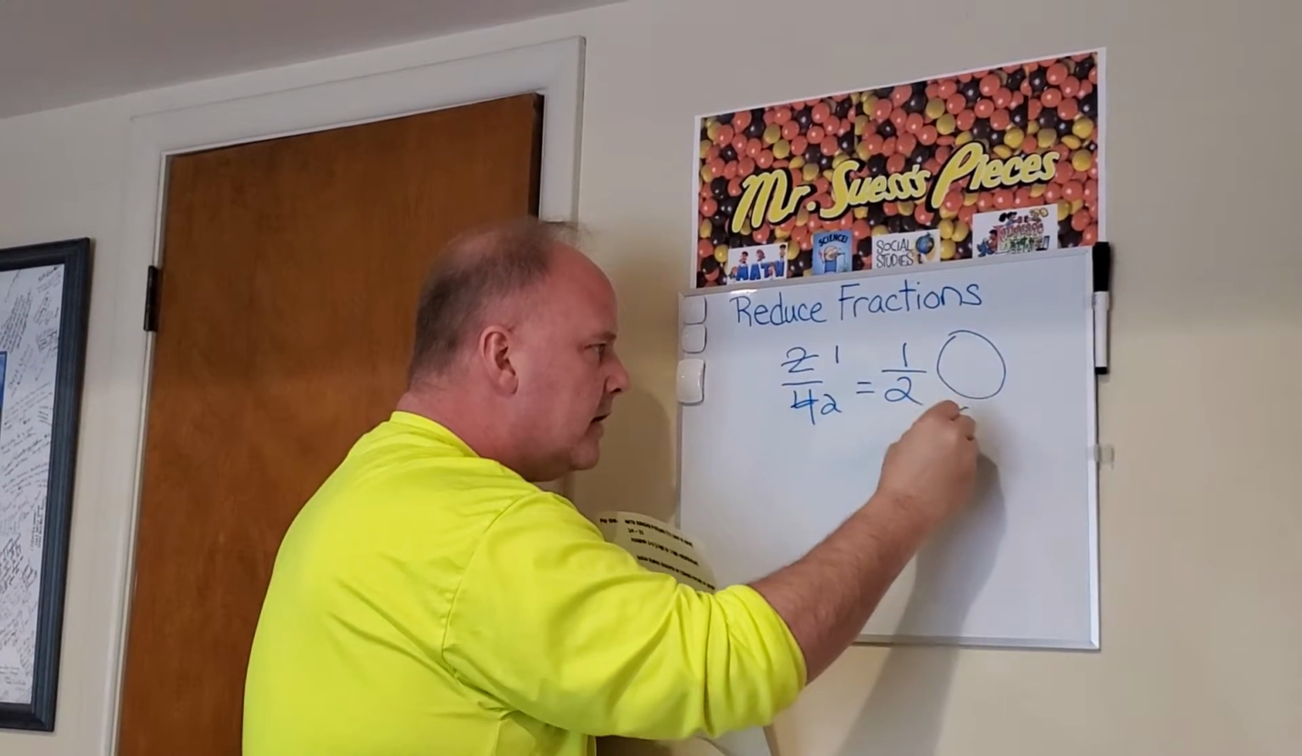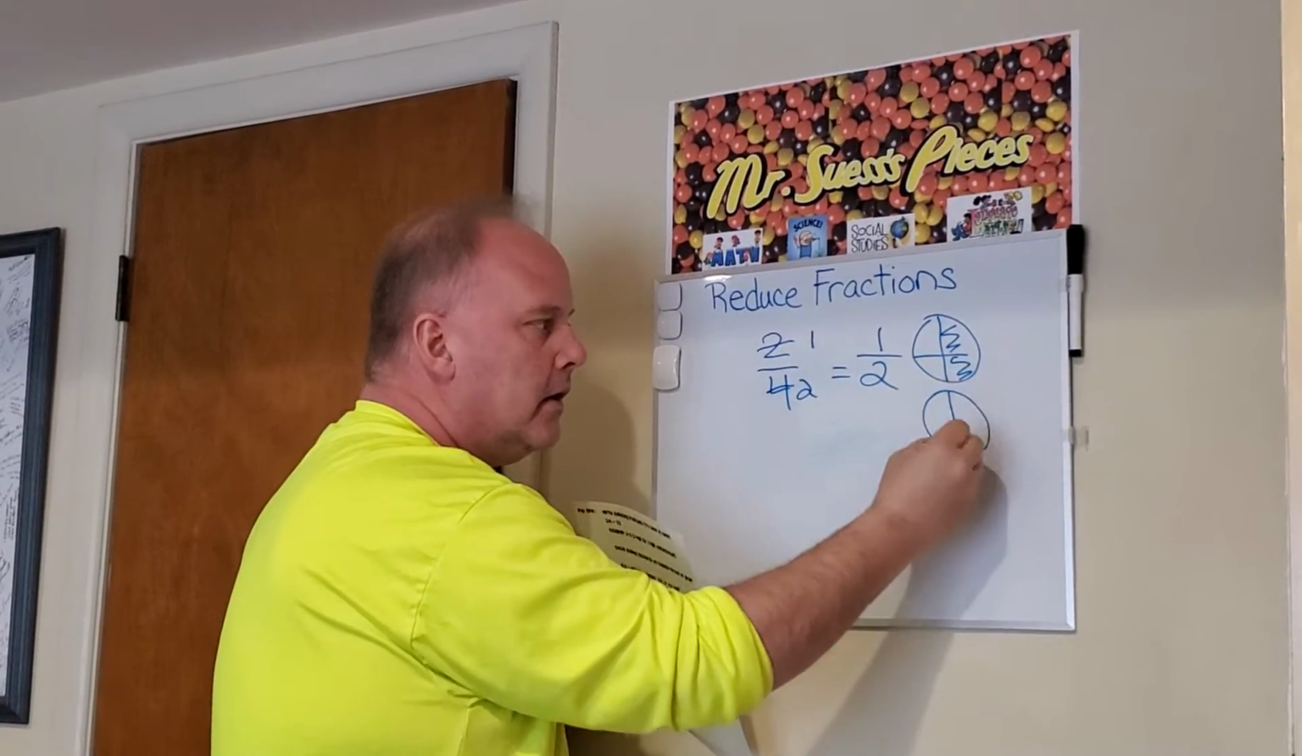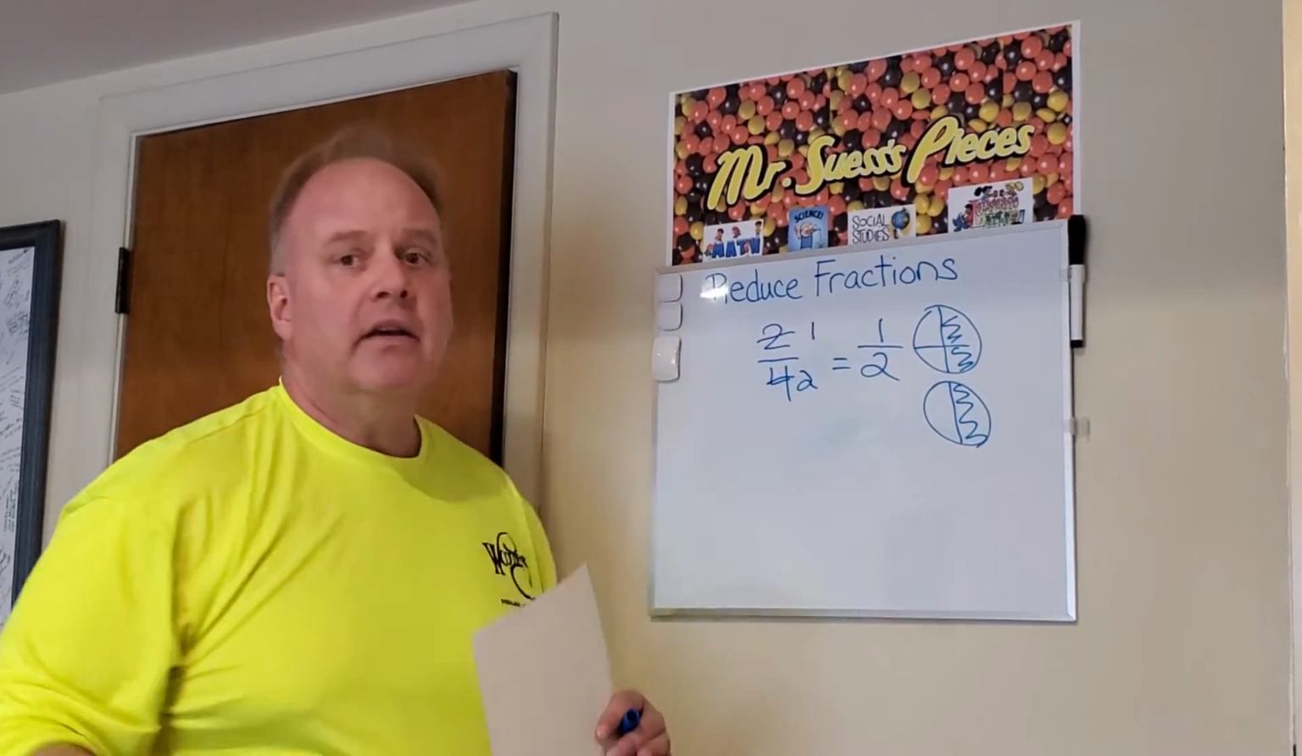What does that look like? Here's 2/4 shaded in. Here's 1/2 shaded in. Same amount, just cut differently.